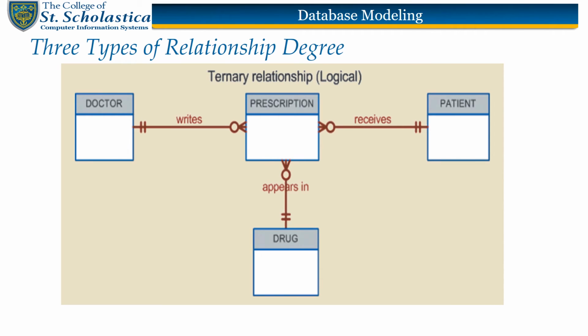The use of ternary and higher-order relationships allows a designer some latitude regarding the semantics of a problem. A ternary relationship implies an association among three different entities. In the figure, note the relationships and their consequences, which are represented by the following business rules. "A doctor writes one or more prescriptions." "A patient may receive one or more prescriptions," and "A drug may appear in one or more prescriptions."